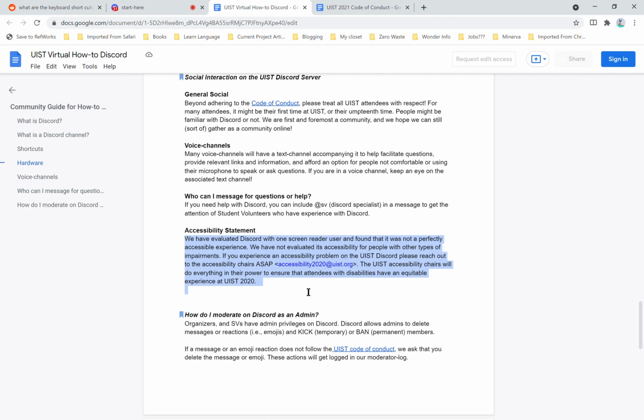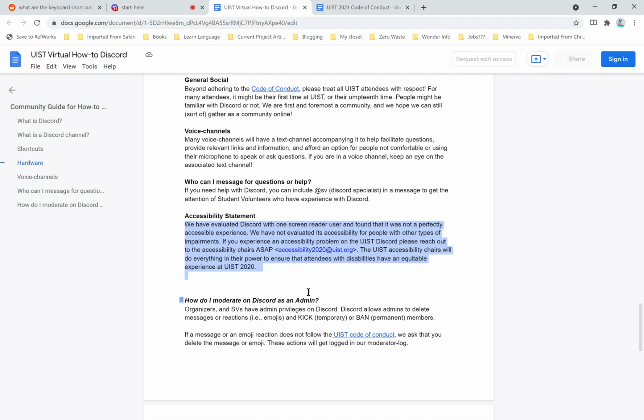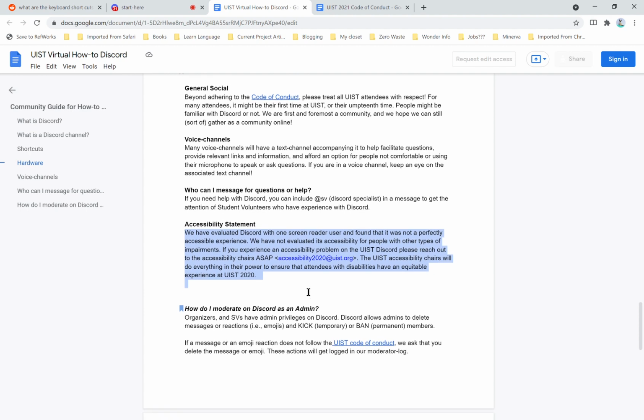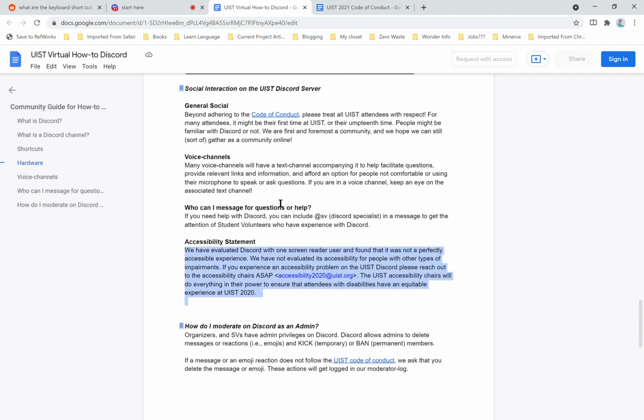We have evaluated Discord with one screen reader user and found that it's not a perfectly accessible experience. We have not evaluated its accessibility for people with other types of impairments. If you experience an accessibility problem on the UIST Discord, please reach out to the accessibility chairs at accessibility2021@uist.org. And furthermore, there are also help people at SV on Discord who are the student volunteers that have experience with Discord and would try to help you as much as possible.